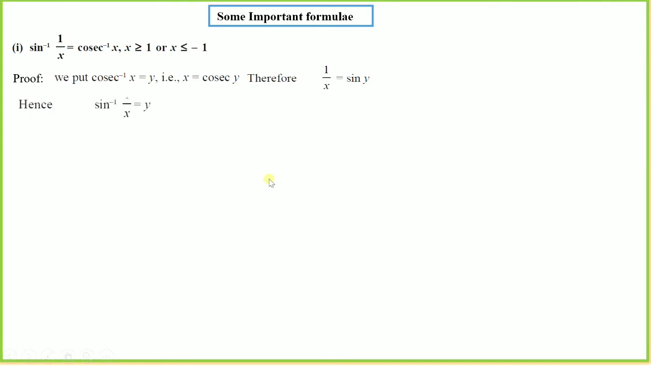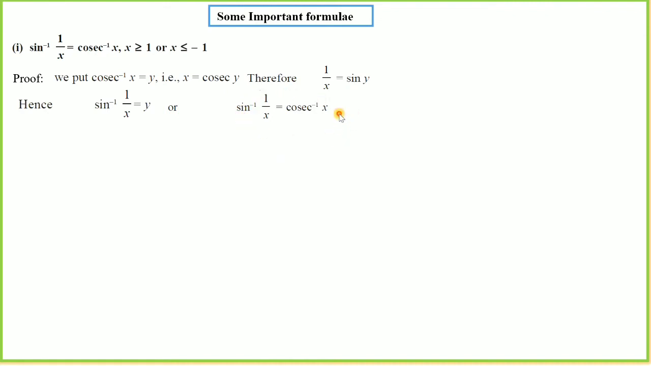Next is taking this sine to the other side. So sine inverse 1 upon x is equal to y. What did we suppose? cosec inverse x is equal to y. So sine inverse 1 upon x is equal to cosec inverse x. This was actually our question.